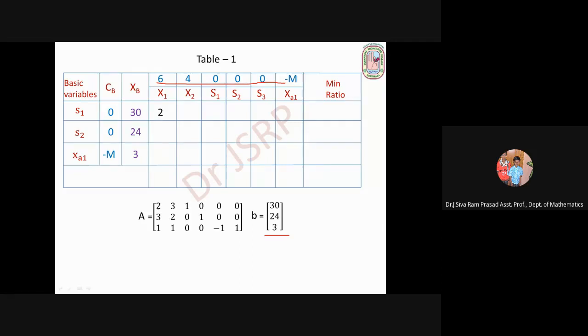Next, write the first column: 2, 3, 1. Right, second column: 3, 2, 1. Third column: 1, 0, 0. S2 column: 0, 1, 0. S3 column: 0, 0, minus 1. And XA1 column: 0, 0, 1. So you can write these entries from this coefficient matrix.